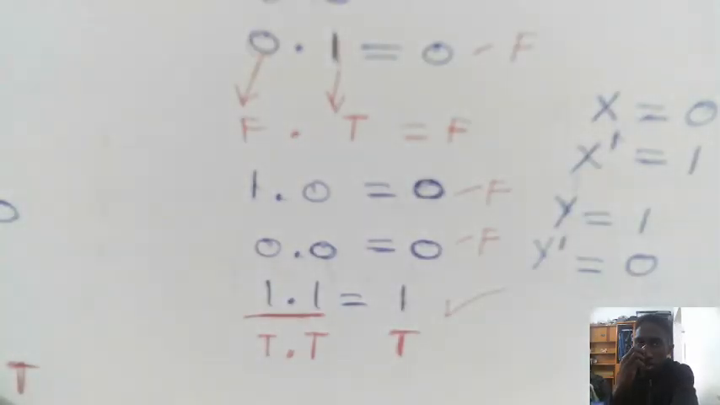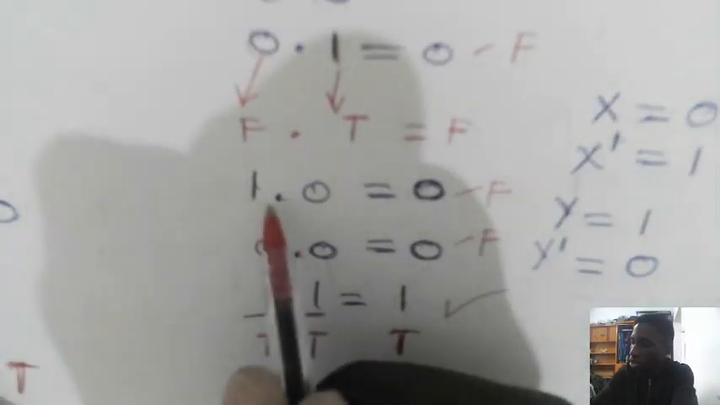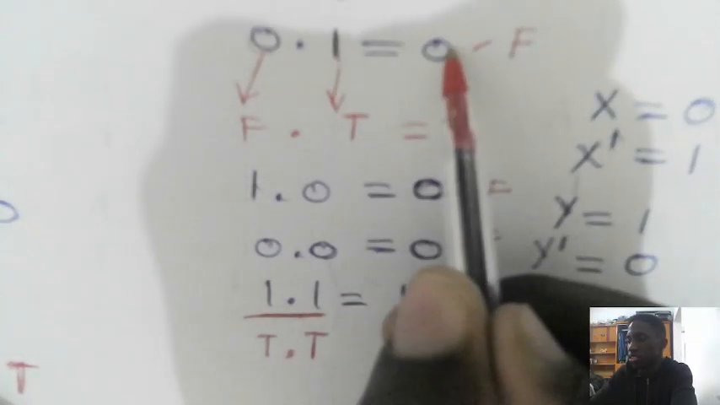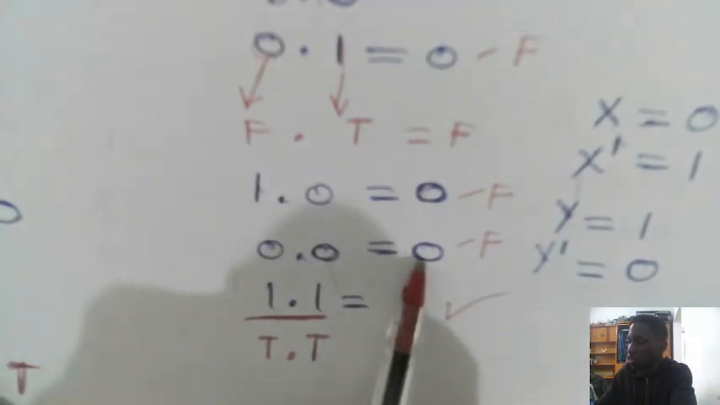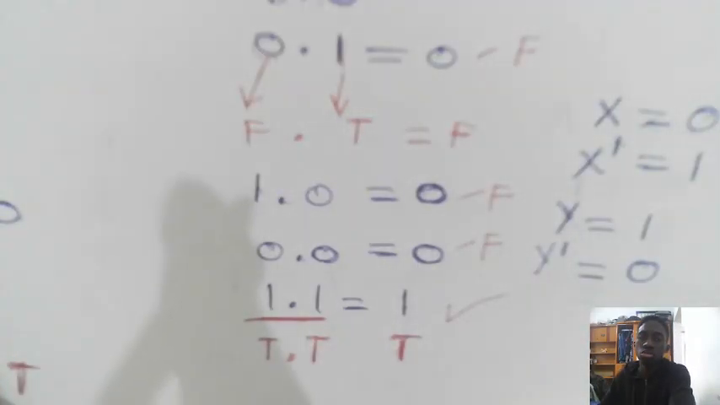So if you notice, 0 and 1 is 0. It's like 0 times 1, which is 0. 1 times 0 is 0. 0 times 0 is 0. And 1 times 1 is 1. So it's like a logical product. Multiplying these two will give you your answers.